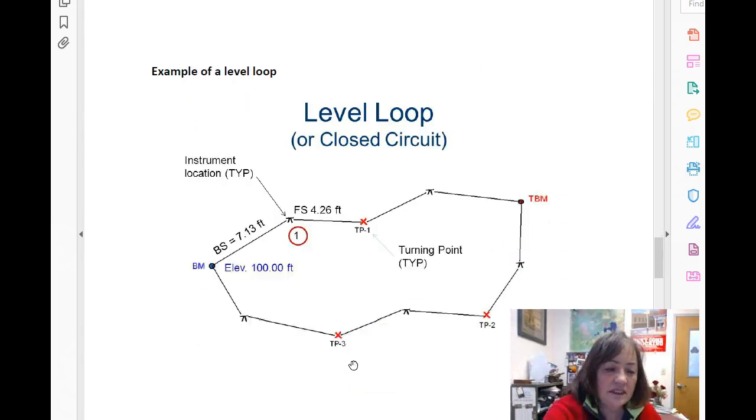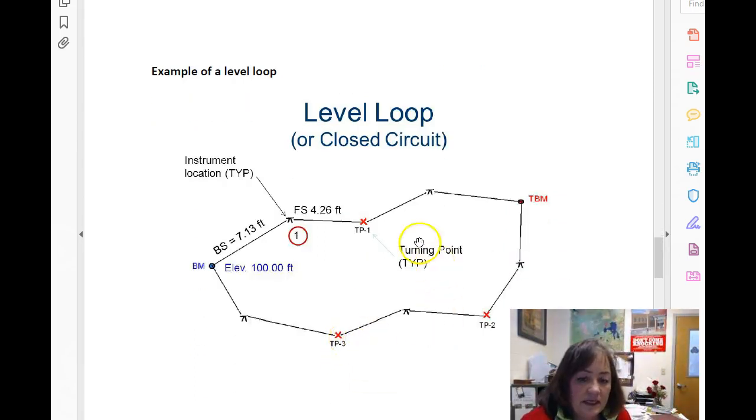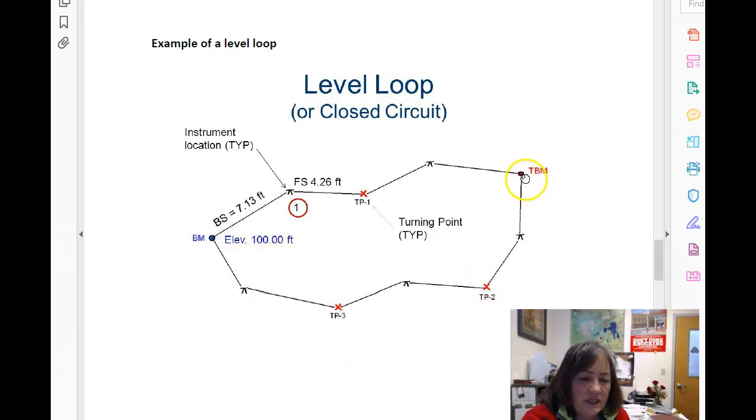Okay, so this is kind of what a level loop would look like. Now this one is a little more complicated than the one we're going to do. We're going to have fewer temporary points, fewer instrument setups. But basically what's going on here is we have some sort of a benchmark here, and we have some sort of a temporary benchmark over here. So what we want to do is to establish what is the elevation difference between this benchmark and this temporary benchmark. In the case of this class, we're going to be just establishing the elevation difference between 2 benchmarks.